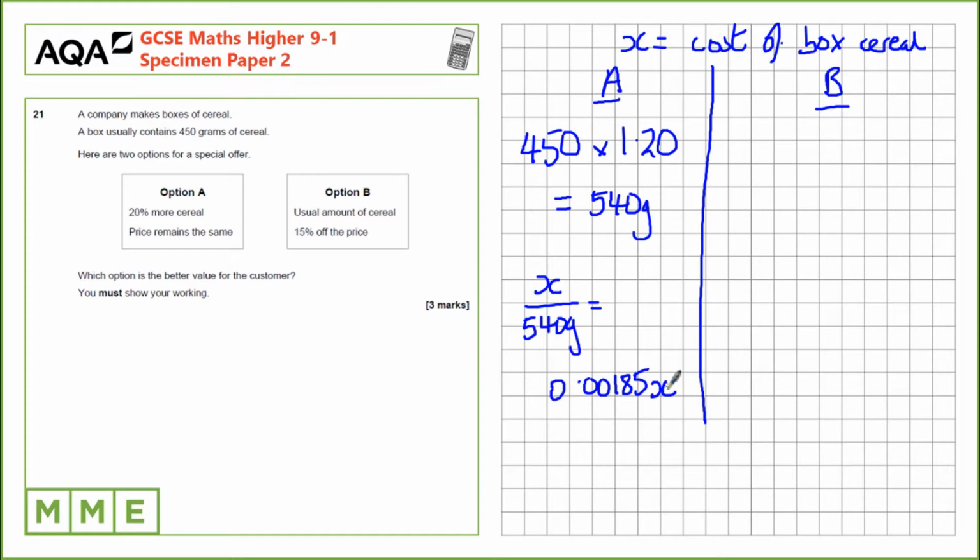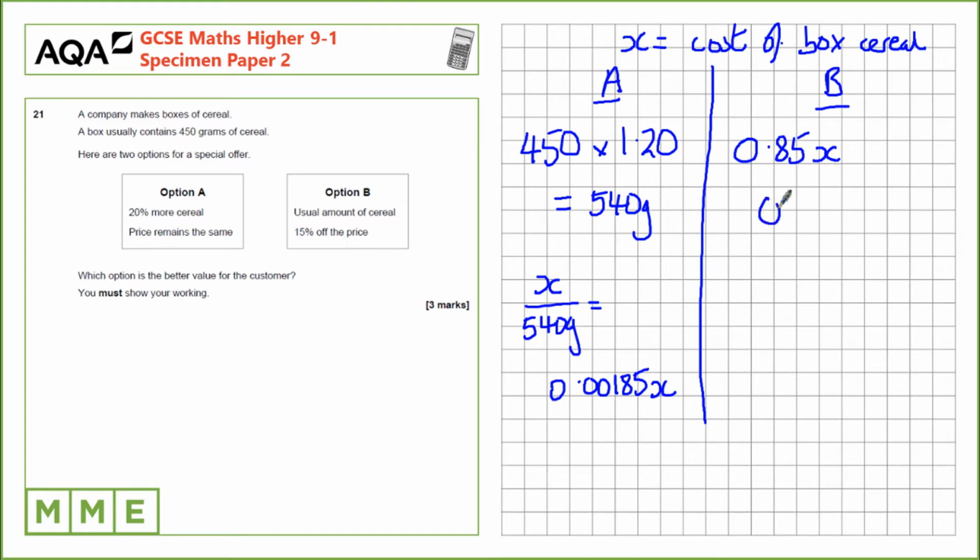So if we knew the price, say it was £5, we could do 5 multiplied by this answer, and it would give us the actual cost per gram. Let's do the same for B. We get the normal amount of cereal, but we get 15% off the price. A 15% reduction is the same as a multiplier of 0.85, since that's equivalent to 85%. So we would say that the new cost is 0.85 times x, the old cost.